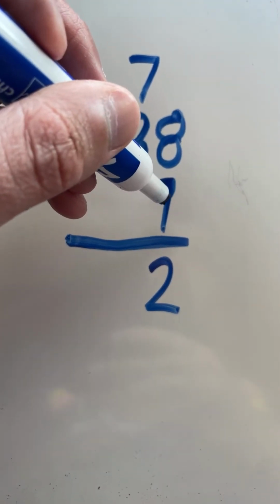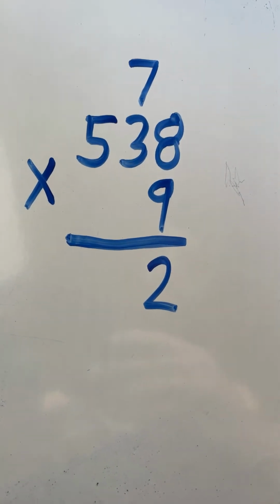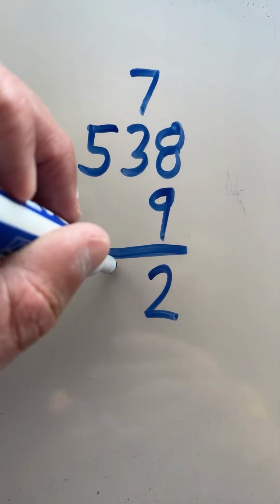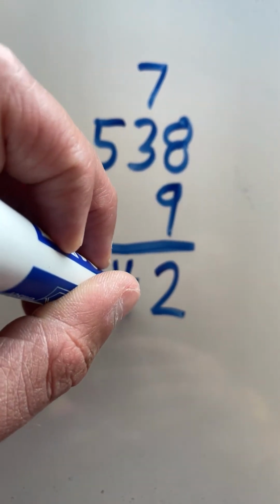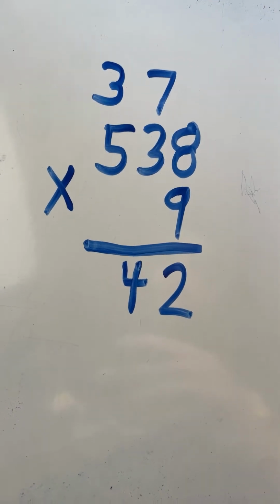3 times 9 equals 27. We have to add the 7 that we carried over. 27 plus 7 equals 34. The 4 in 34 goes in the tens place. The 3 in 34 gets carried over to the hundreds place.